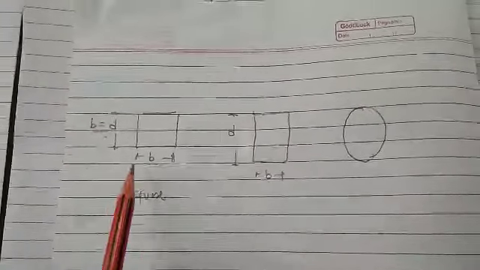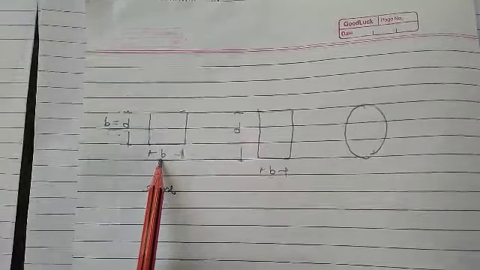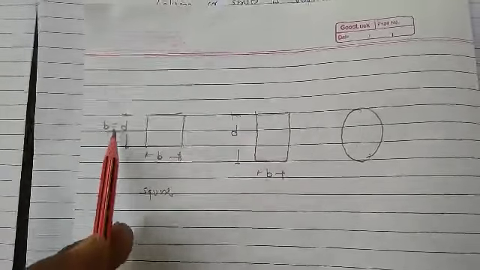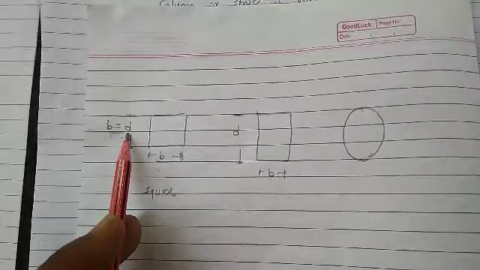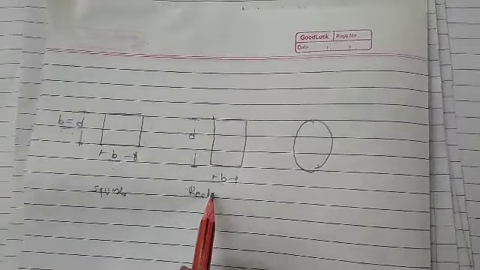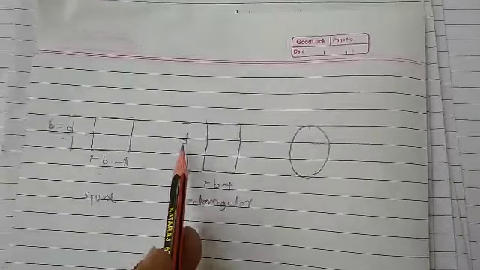The shapes used are, the first one is the square shape. Here B is the width of the column and D is the depth of the column. In the case of the square column, this depth D is also equal to B because the dimension in both directions is the same. The second one is the rectangular column. In the case of a rectangular column, B is the width of the column and D is the depth.